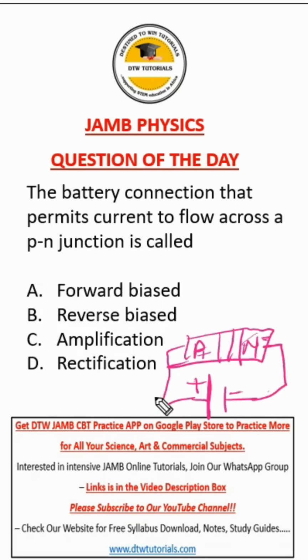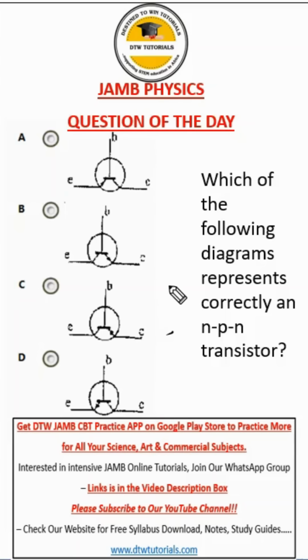Current will just flow. The only way this happens is in a forward bias system. In a forward bias system, it permits current to flow. So our answer here is forward bias. Why does a reverse bias not? It prevents current flow. You will see that the terminals will switch. So our answer here is A.